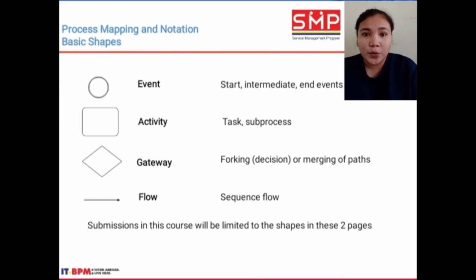Third one is the gateway diamond, which means a decision point or branching path. And this shape is used when the process must choose between two or more options. The fourth one is the flow or arrow line, which shows the direction of the process from one step to the next. It connects the shapes and shows the order in which things happen.